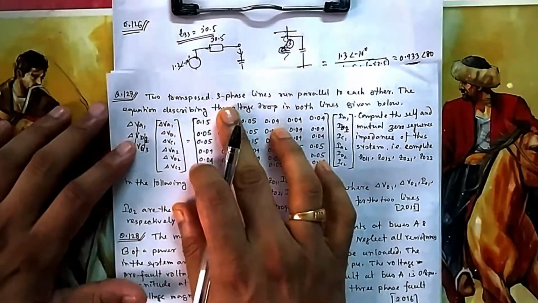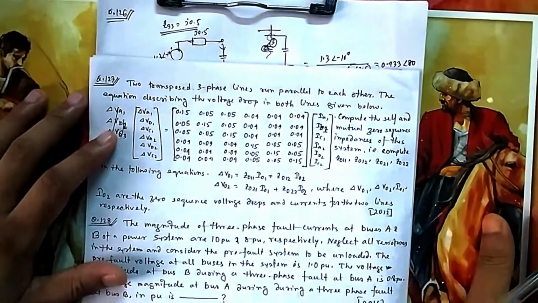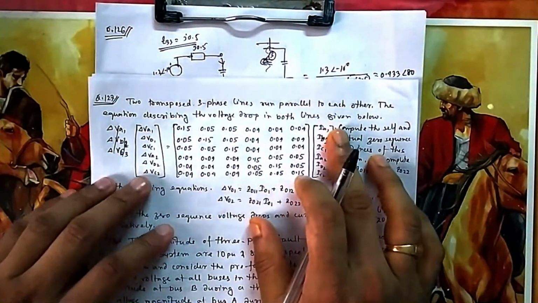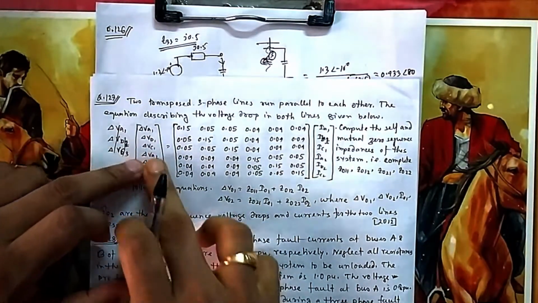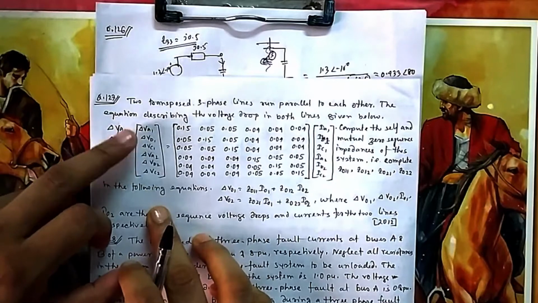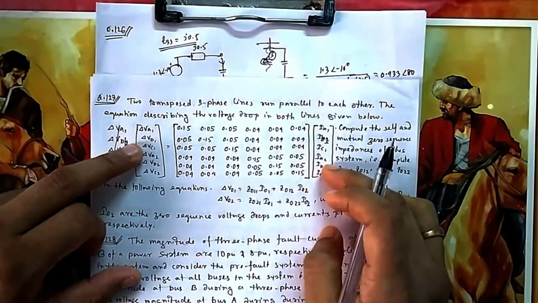Question 127: two adjacent three-phase lines run parallel to each other. The equations describing the voltage drop in both these lines are given, with V1 ABC for the first line and 2 for the second line. So this is connected to this and this, they are interconnected.